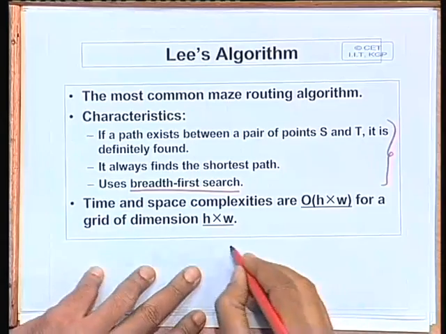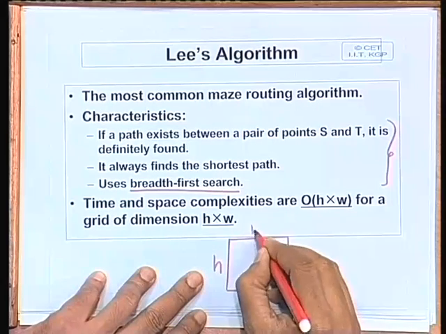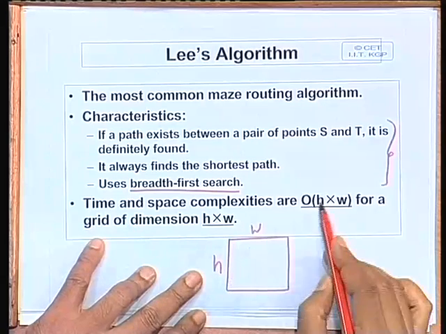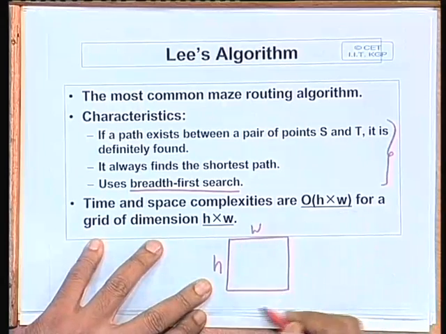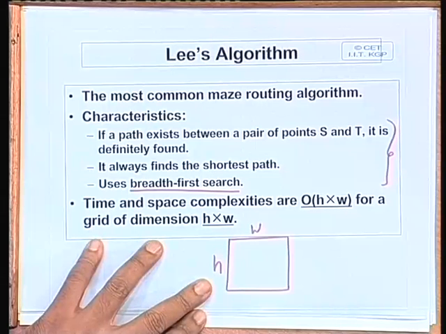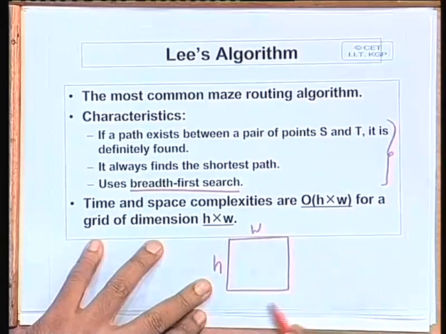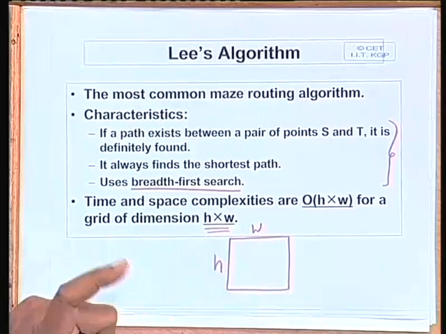Okay, fine. Now, the characteristic of Lee's algorithm is that if your grid size is h by w, then the time complexity of this algorithm is order h into w, and also the memory requirement, the space complexity, is also h by w. We will see how, because the basic data structure you are using is a 2-dimensional array of size h by w. That is why the space complexity will be h by w. Yes. Number of rows and columns.